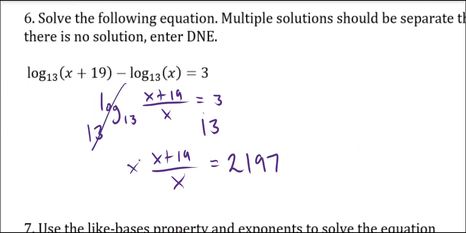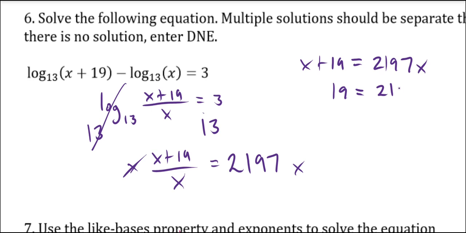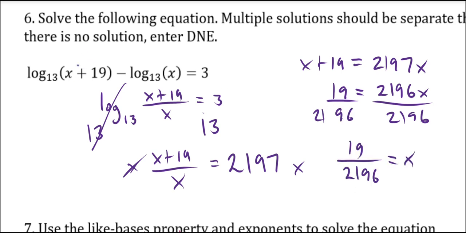If I multiply on both sides by x, I'll clear denominators, and so we have x plus 19 is equal to 2197x. If we group our like terms by subtracting this x over, we'll have 19 equals 2196x, and dividing by 2196 on both sides, we get our answer. Now, this is some small positive number, but that does mean that it works inside of this logarithm and this one, so this will be our answer.